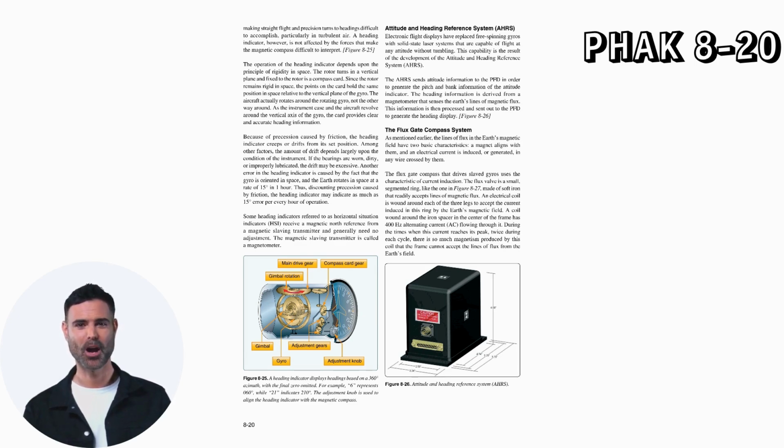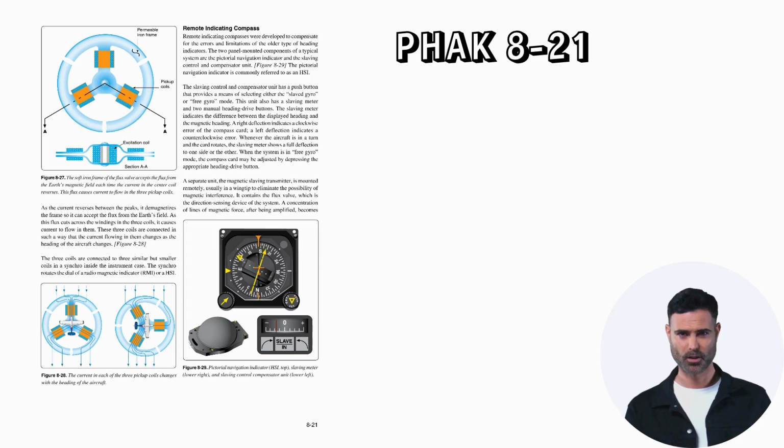An electrical coil is wound around each of the three legs to accept the current induced in this ring by the Earth's magnetic field. A coil wound around the iron spacer in the center of the frame has 400 Hz alternating current, AC, flowing through it. During the times when this current reaches its peak, twice during each cycle, there is so much magnetism produced by this coil that the frame cannot accept the lines of flux from the Earth's field. As the current reverses between the peaks, it demagnetizes the frame so it can accept the flux from the Earth's field. As this flux cuts across the windings in the three coils, it causes current to flow in them.